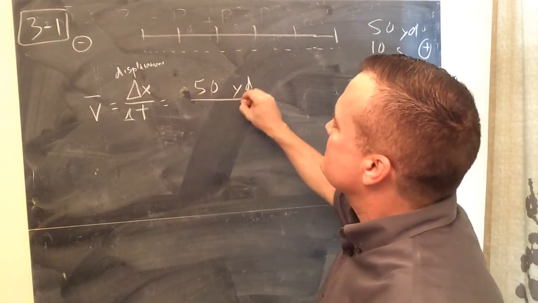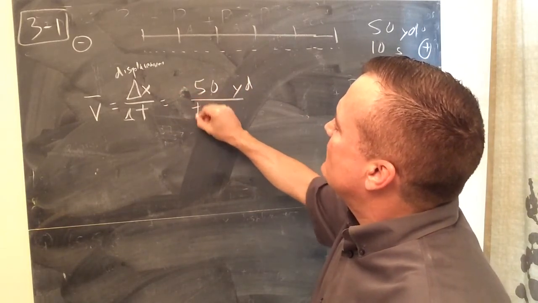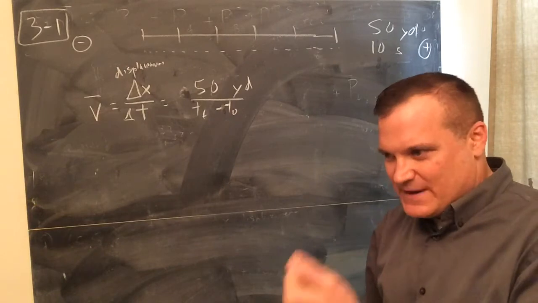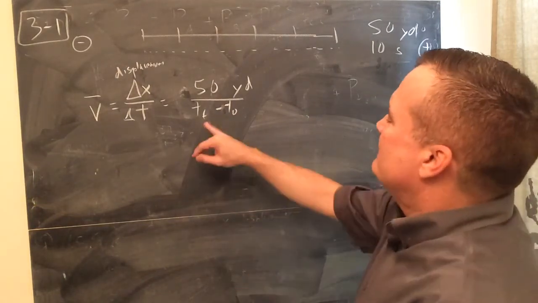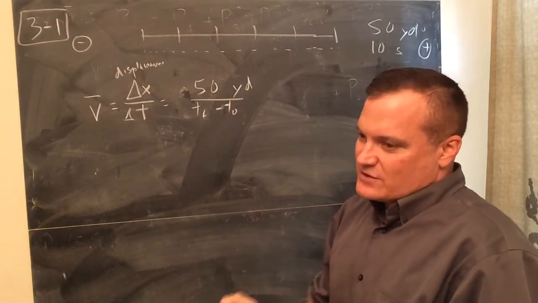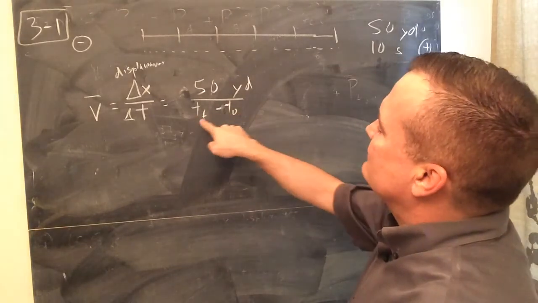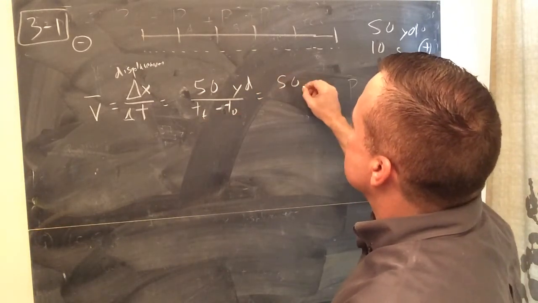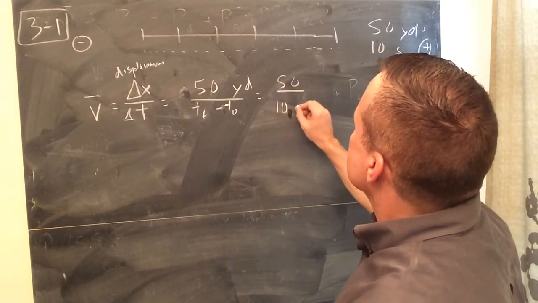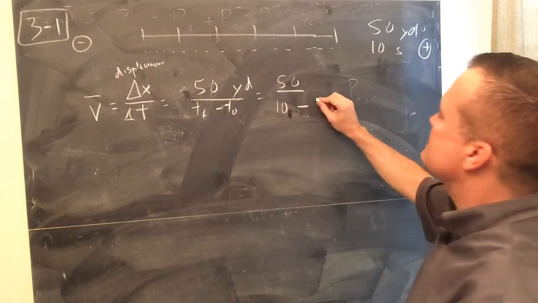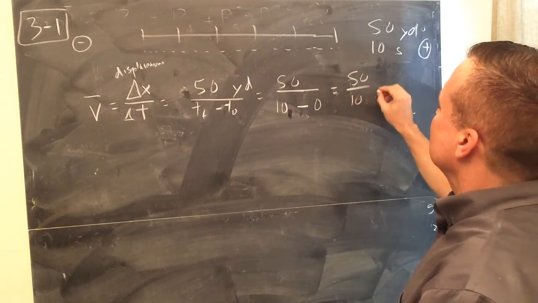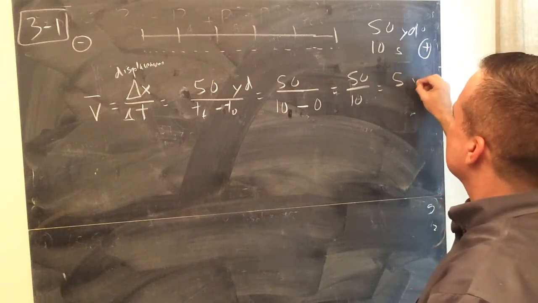So 50 yards, and now the time will be the final minus the initial time. We hardly ever write it that way because when you have a stopwatch and somebody's running, it starts on 0. But sometimes you have relay races with multiple stopping and starting times, so you have to know your initial and your final time. So 50 yards divided by your final time, 10 seconds, minus the initial time, 0. So 50 divided by 10 is equal to 5 yards per second.